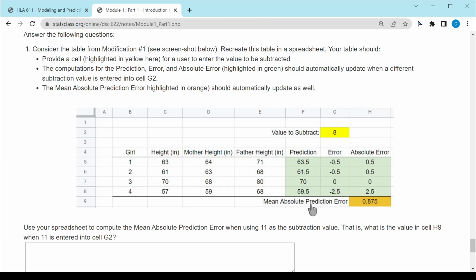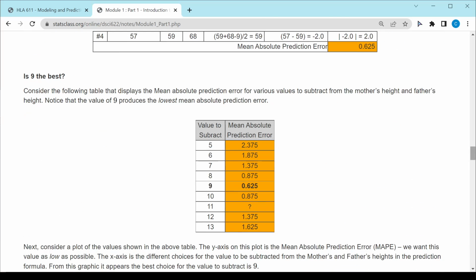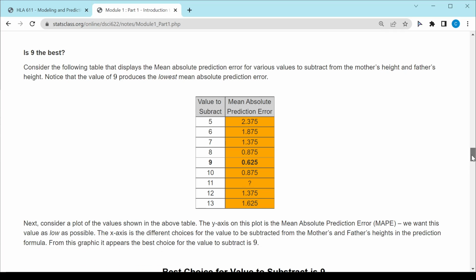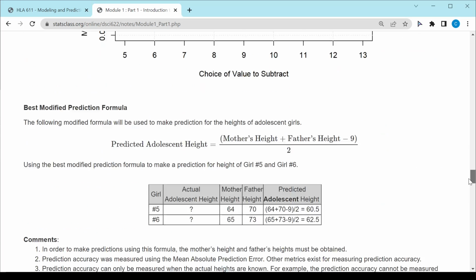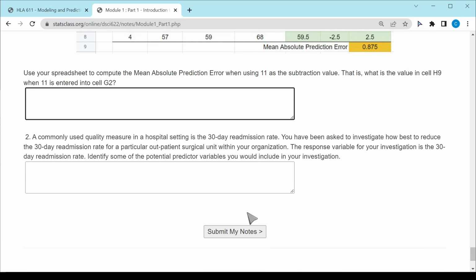And then I want you to compute the mean absolute error over here, that orange number that we were talking about up above. Once you have this spreadsheet working, you'll be able to determine whether or not it's working correctly, because I've given you the mean absolute prediction errors for these different values to subtract. So you should be able to put 9 in that, and your mean absolute prediction error should be 0.625. So once you have that spreadsheet working, I want you to put 11 here and then tell me what the mean absolute prediction error is. Just go ahead and put that value in this box, answer the next question, and then hit submit.